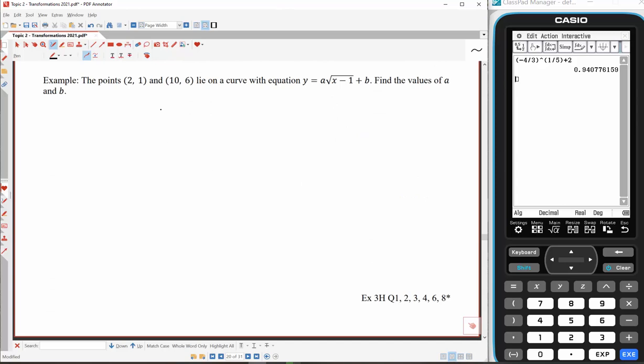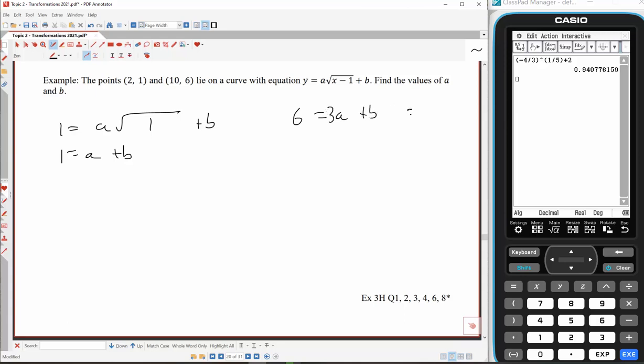Okay, the last problem is this one here. The points (2, 1) and (10, 6) lie on the curve of this equation. Find the values of a and b. Alright, so what we'll do is pop those 2 points in. Let's see what happens. 1 equals a root (2 take 1) is root 1 plus b. Now the square root of 1 is just 1, so this is 1 equals a plus b. And there's an equation. 6 equals a root of 10 take away 1, which is 9. 9 gets square rooted to become 3, plus b.